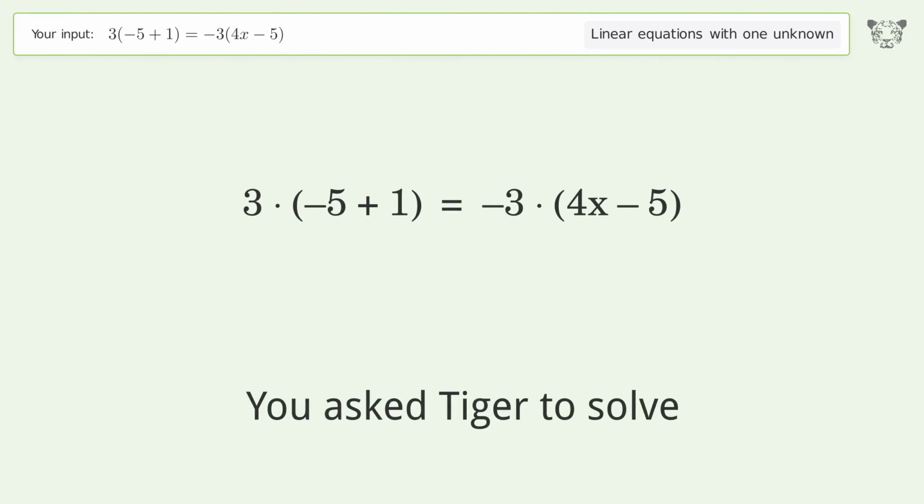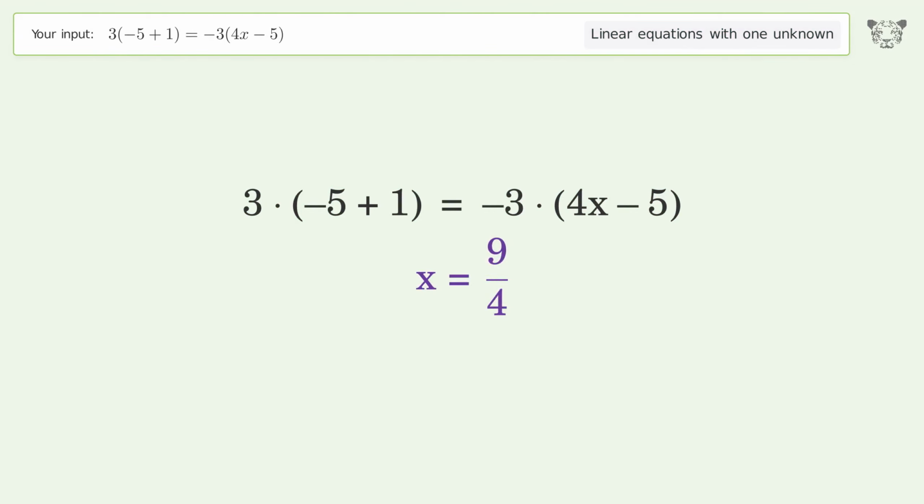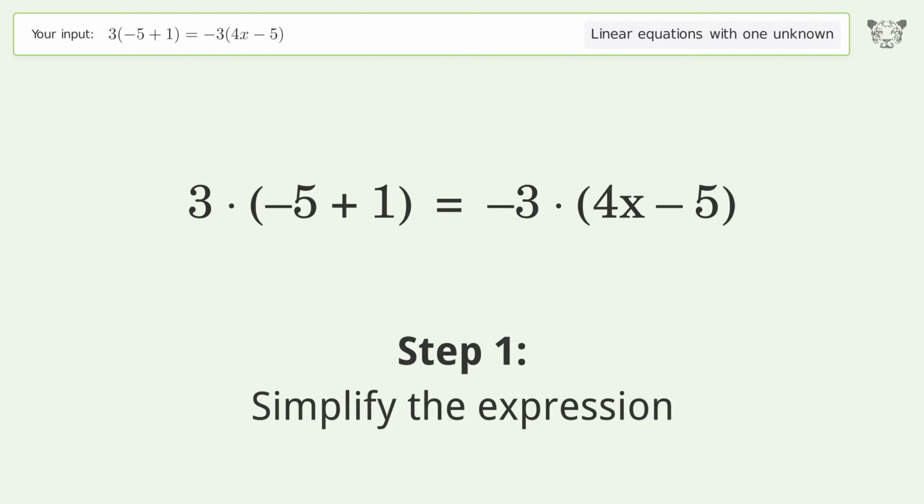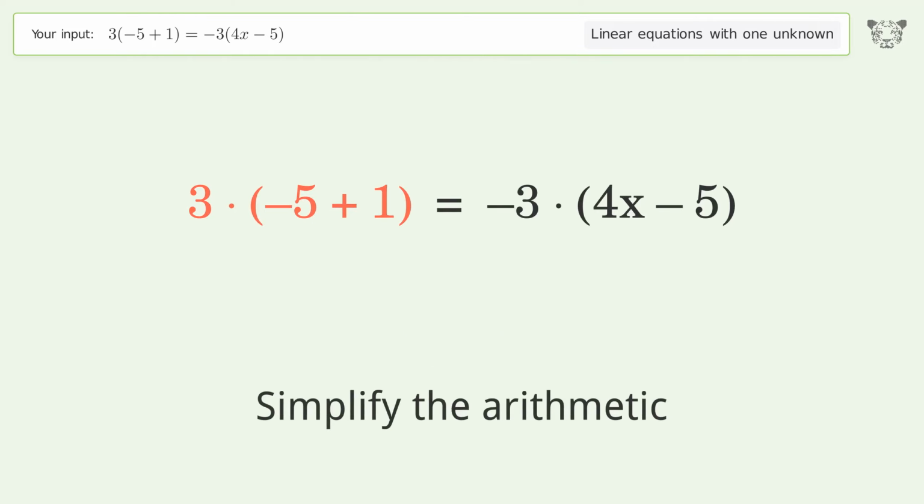You ask Tiger to solve this. It deals with linear equations with one unknown. The final result is x equals 9/4. Let's solve it step by step. Simplify the expression. Simplify the arithmetic.